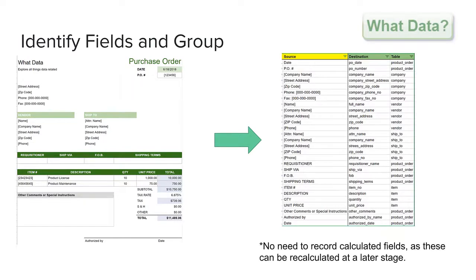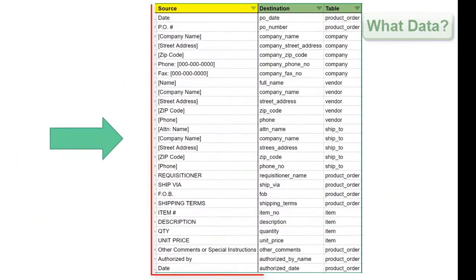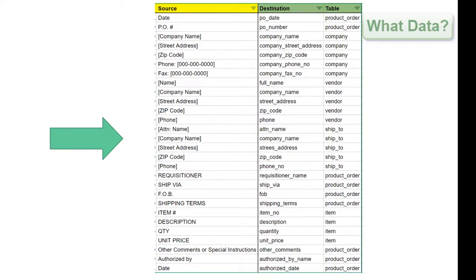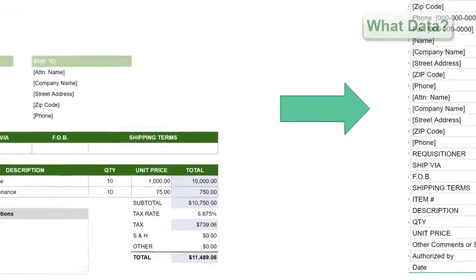In the table on the right is listed the source fields identified with a yellow column header, and the potential destination fields and table names noted with a green header. These field and table names correspond to the groupings of information we have identified in our purchase order report.